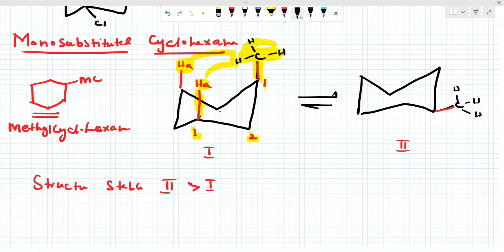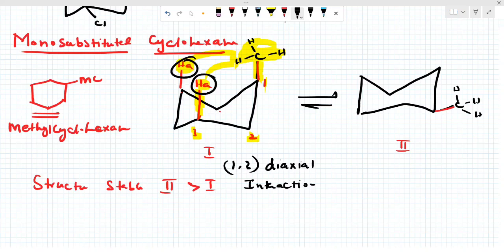In structure 1, the 1,3 diaxial interaction will take place. How many 1,3 diaxial interactions? This is 1, this is 2. Please note, there are two 1,3 diaxial interactions.